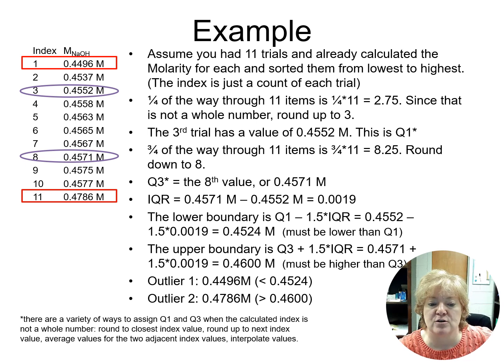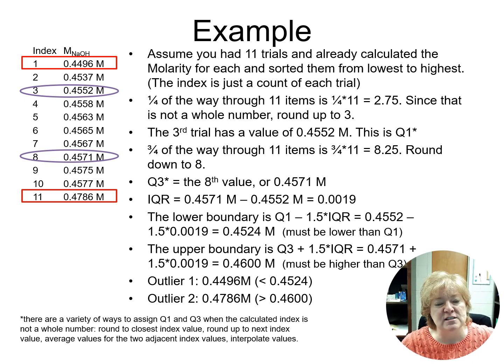And then my third quartile is 3/4 of the way. 3/4 of the way through 11 items is 8.25, so the closest one will be the 8th. All right, so here my 8th is 0.4571. So I have my first quartile, I have my third quartile. My interquartile range, I'm going to subtract 0.4571 minus 0.4552, that's 0.0019.